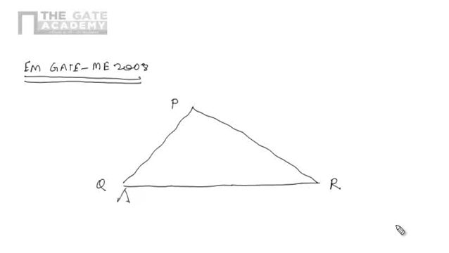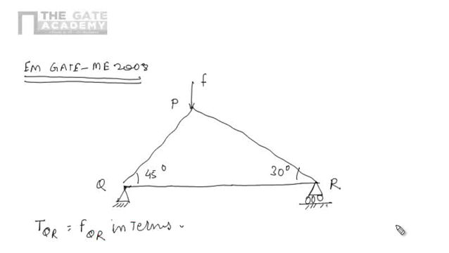The point Q is a hinge joint, and at R there is a roller support, and here the force F is applied in vertically downward direction. This angle is 45 degrees, this angle is 30 degrees. Now we have to find out the tension in the member QR, or the force in the member QR, in terms of F. So we have to find out TQR in terms of F.